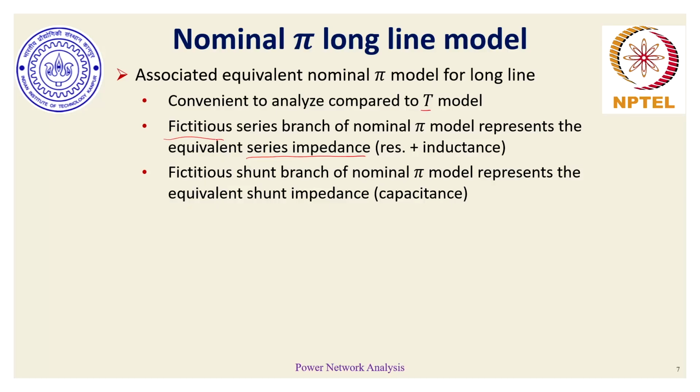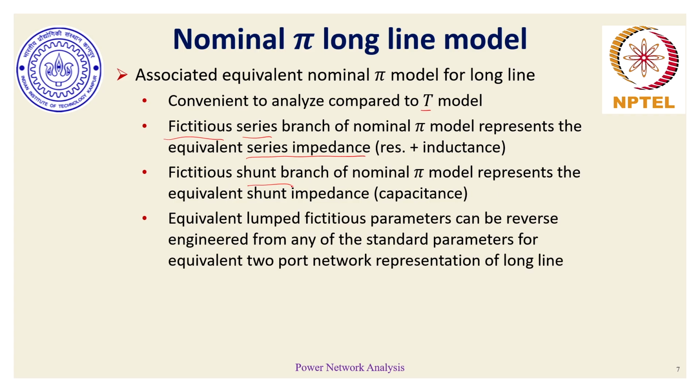So the lumped parameters that would come in would not be the actual line impedance or admittance. They would be the fictitious quantities which nominally represent or capture the effect of the actual line. They are not the actual representation. So we would have a fictitious series impedance, and a fictitious shunt admittance which would take care of the capacitance effect.